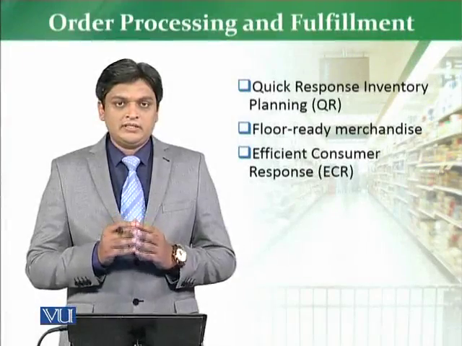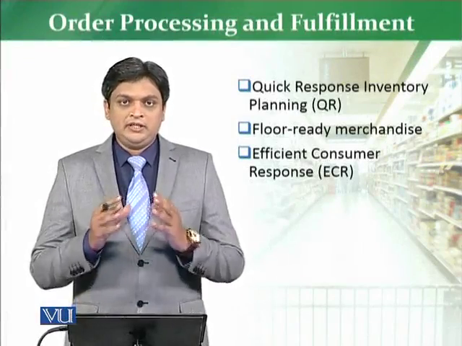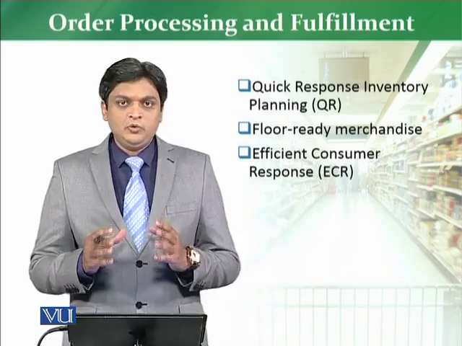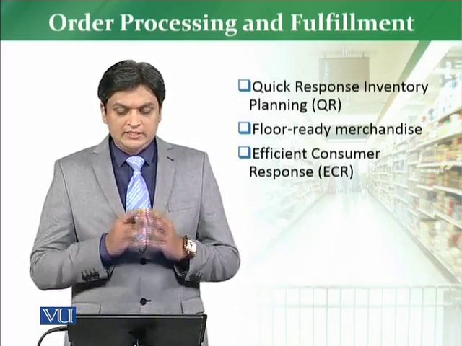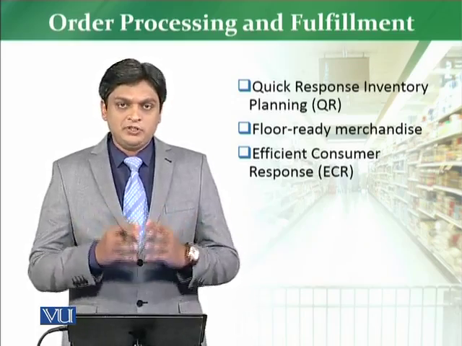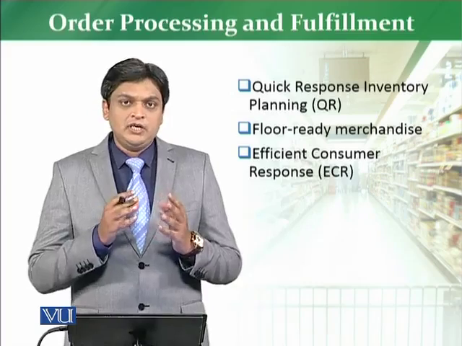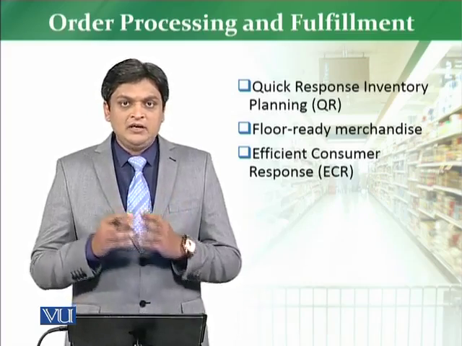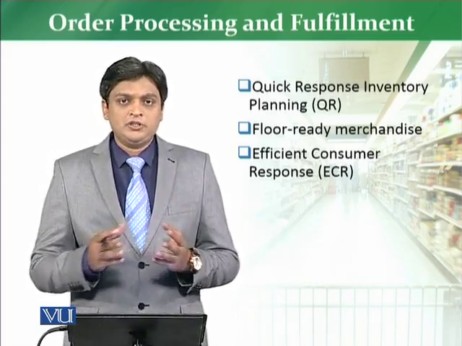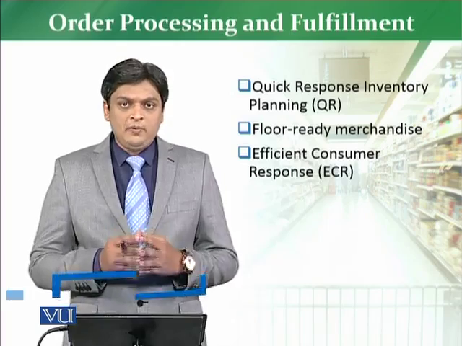Now we are going to discuss order processing and order fulfillment. There are three main components of it, so let me discuss them one by one. First is quick response inventory planning, which we normally call QR, quick response. Second is FRM, which is floor ready merchandise. Third is efficient customer response, ECR, as we normally consider it. So let me take you through them one by one.